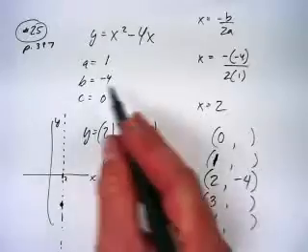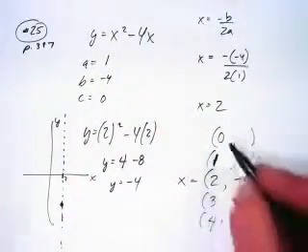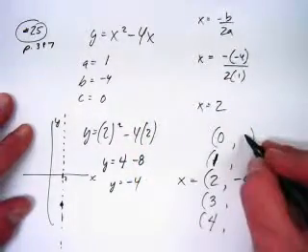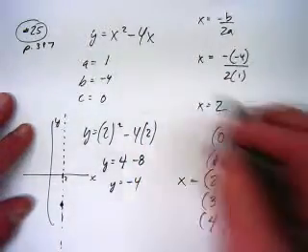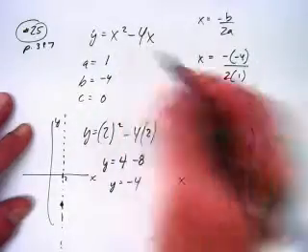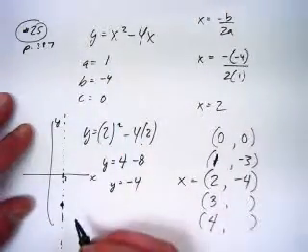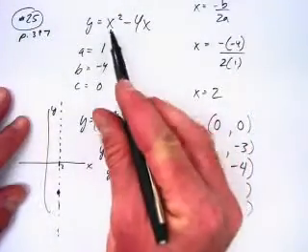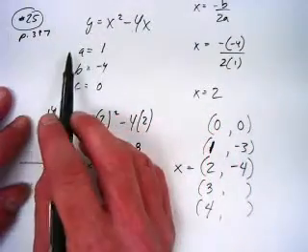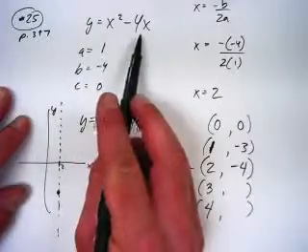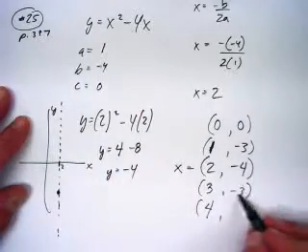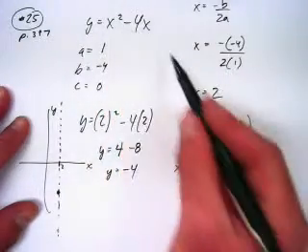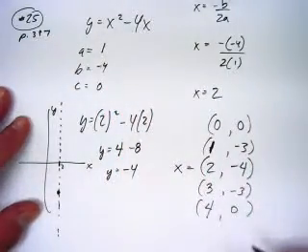For all these, I'm going to plug back in to find y. If I plug in 0 for x, I'm going to get 0 minus 0, so y is going to be 0 there. If I plug 1 in, I'm going to get 1 minus 4, that's negative 3. If I plug 3 in, 3 squared is 9, minus 12, so that's negative 3. Then I plug in 4 here. 4 squared is 16 minus 4 times 4, that's negative 16. So those cancel out and I get 0.